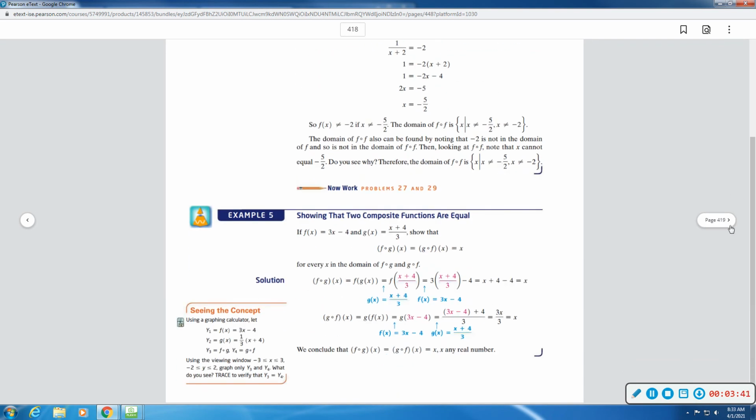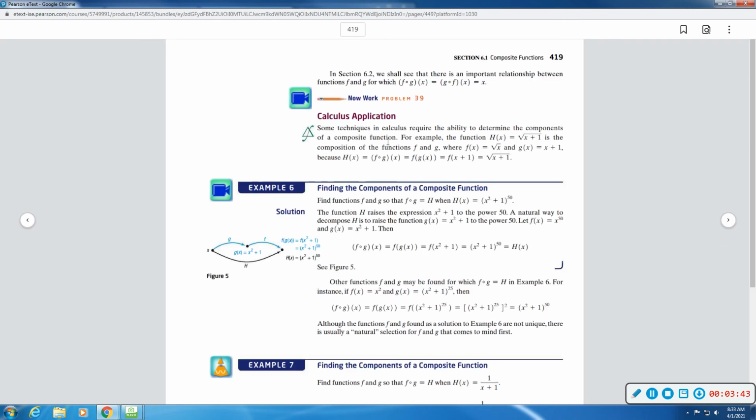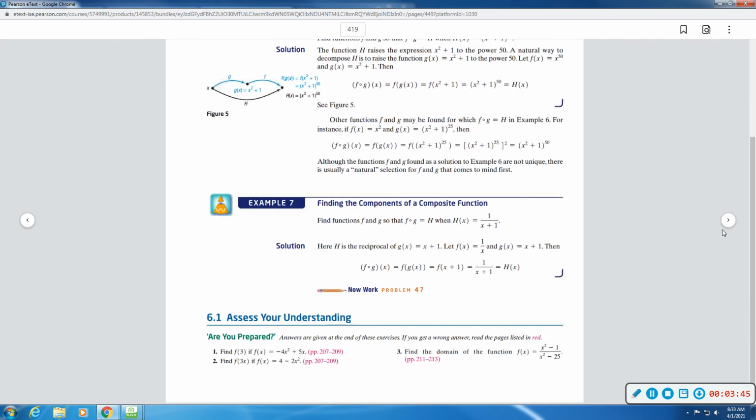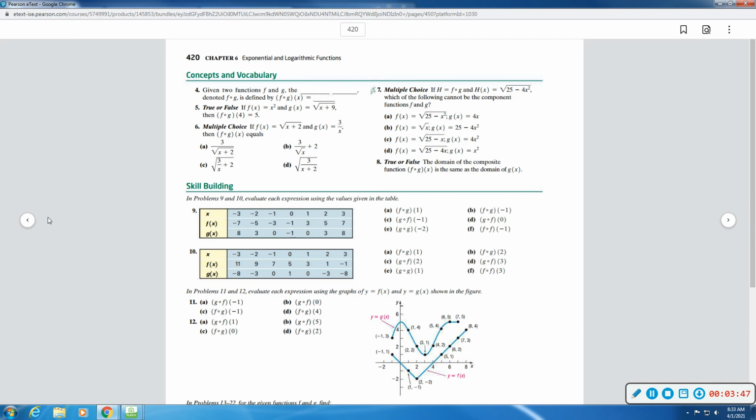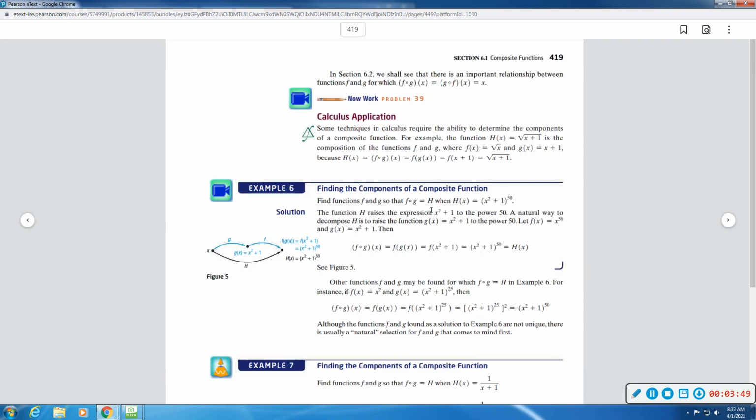Decomposition of functions, where are you at? Oh, right there. I just passed it up. So usually this is finding composition components. I was looking for decomposition.